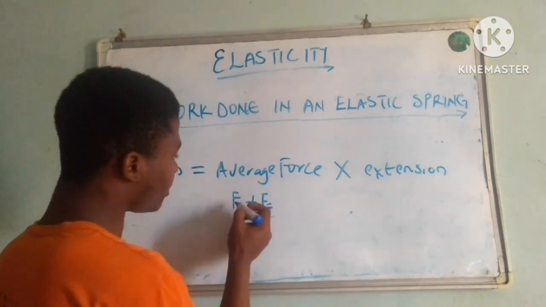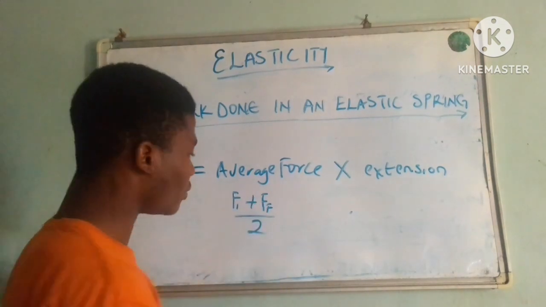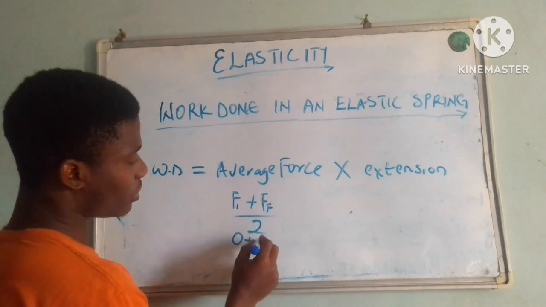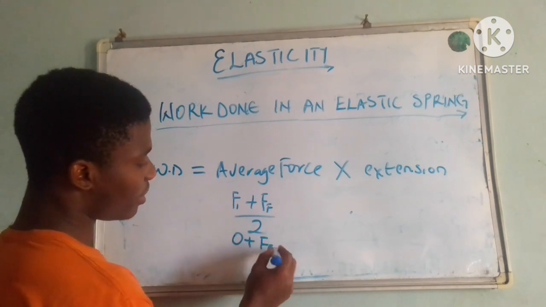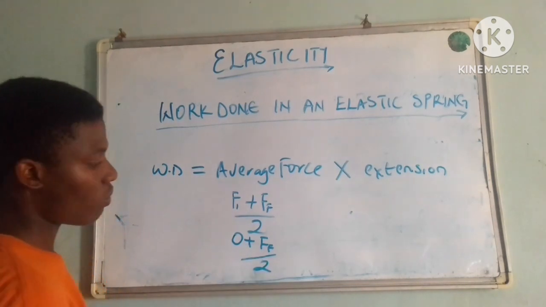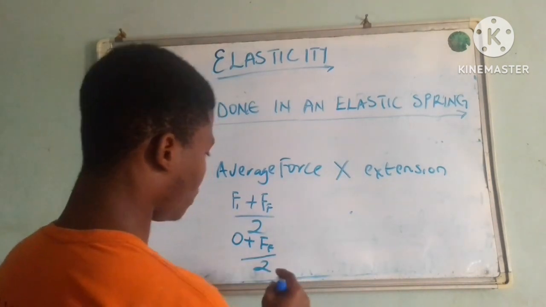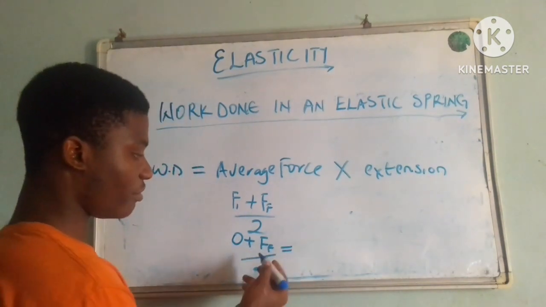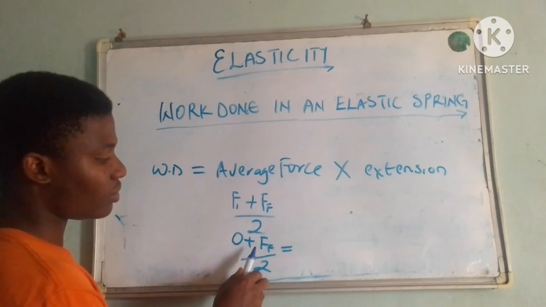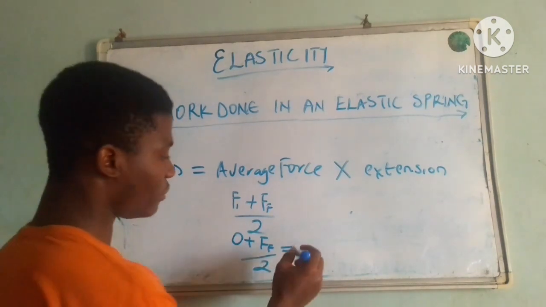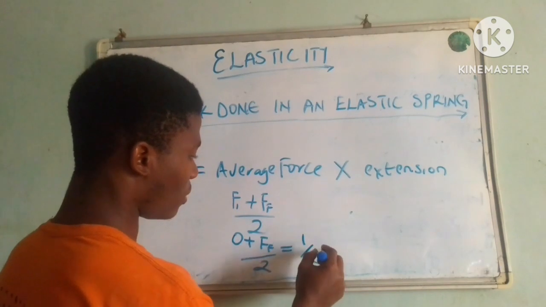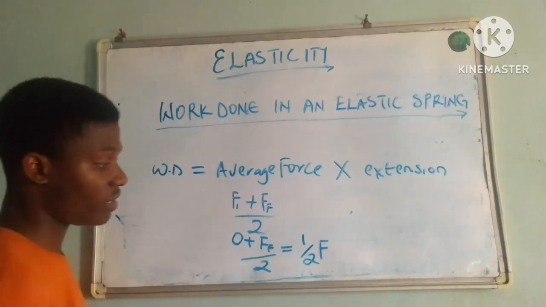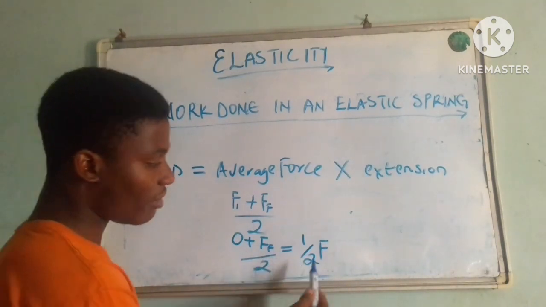So the initial force is going to give us 0. So we are going to have 0 plus F over 2, which is going to give us F, and you know that there is a 1 before this F, so it's going to be 1 over 2 F. So 1 over 2 F. Let's remove this small F. It's going to be half F.